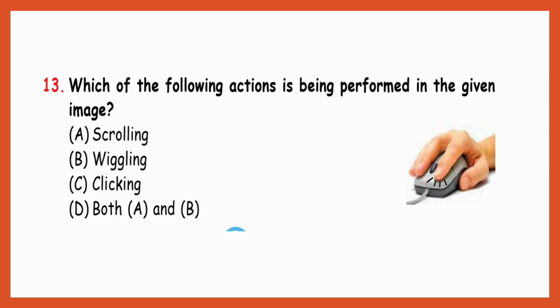Which of the following actions is being performed in the given image? See the image. Which of the following actions is being performed? Option A, scrolling. Option B, wiggling. Option C, clicking. Option D, both A and B. What is the correct answer? Option C, clicking. We can see in the image shown in the question that left mouse button is being clicked. Okay.